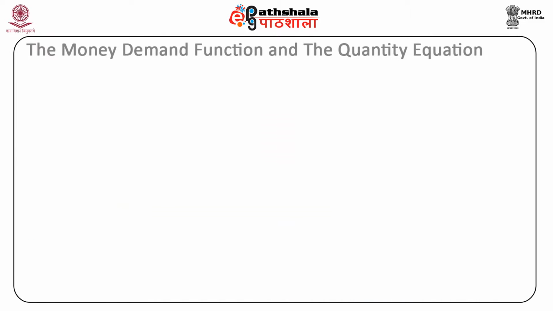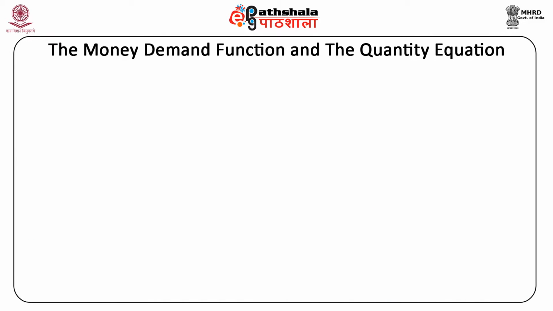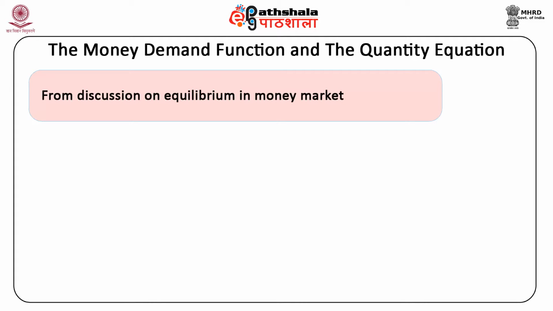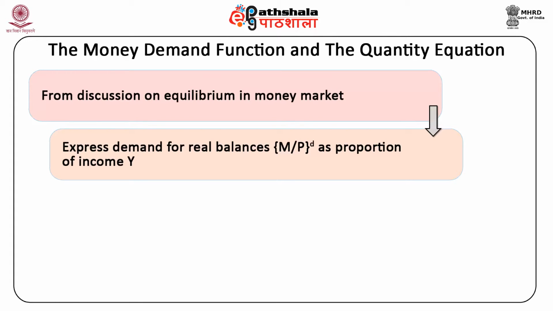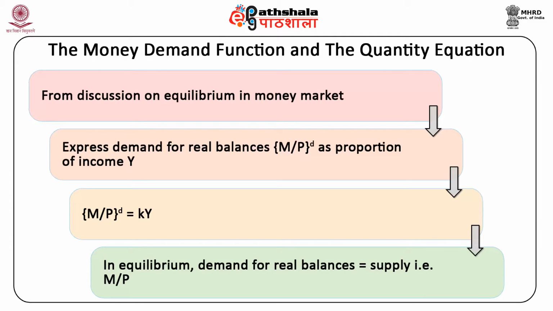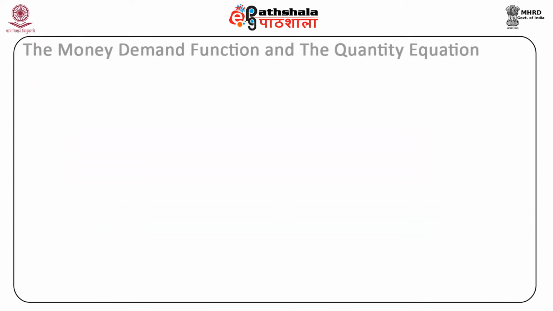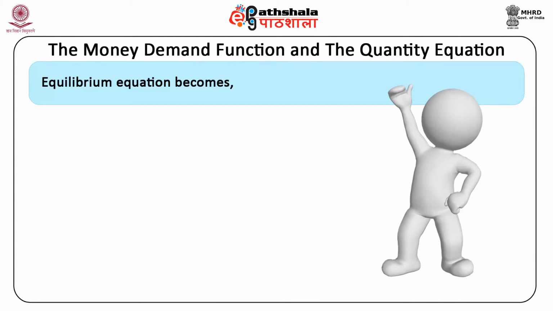Moving on to the money demand function and the quantity equation. From the discussion on equilibrium in the money market, we can express the demand for real balances, M upon P raised to the power D, as a proportion of income Y. In equilibrium, demand for real balances is equal to their supply, that is M by P. Therefore, the equilibrium equation becomes M upon P is equal to KY.